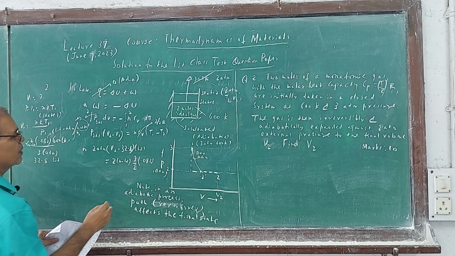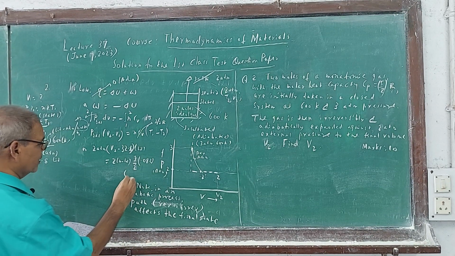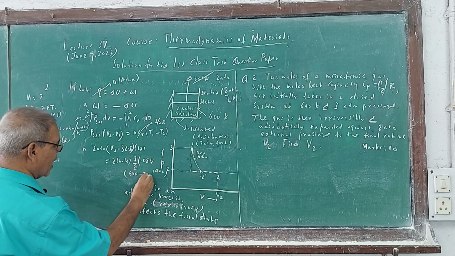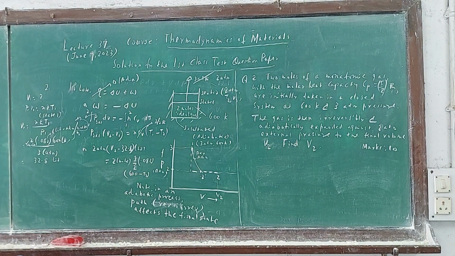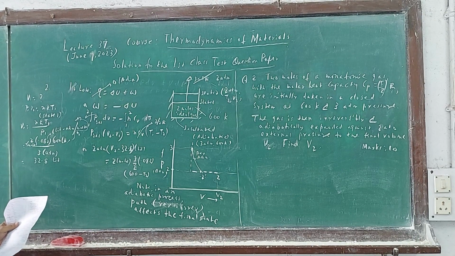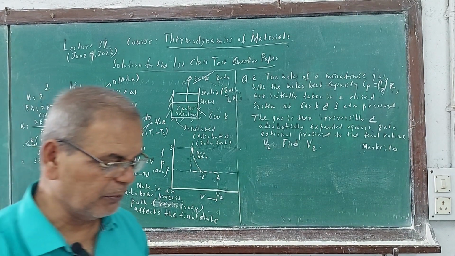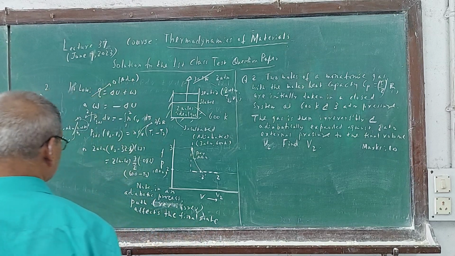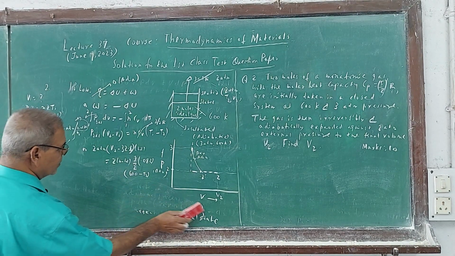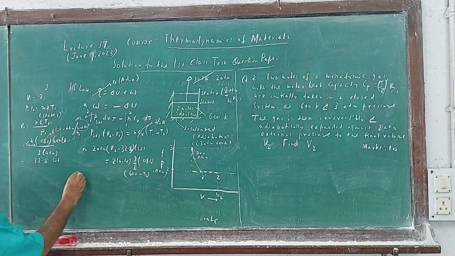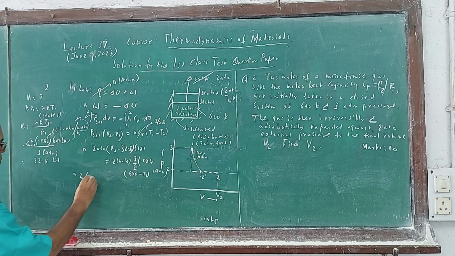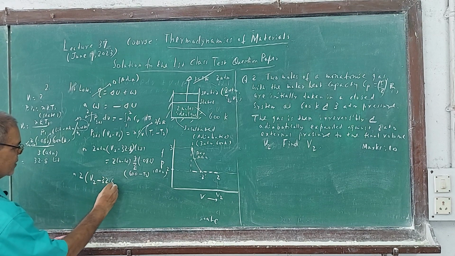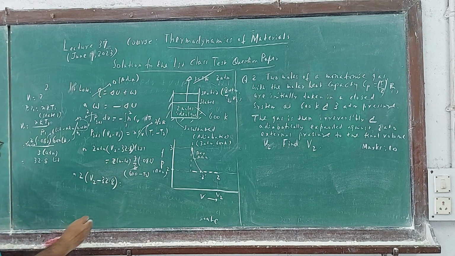You can do T1 minus T2: T1 is 600 and T2 is the unknown. V2 is also unknown. So what is the relation between V2 and T2? Continuing, 2 times V2 minus 32.8, and these 2 cancel, equals 3 times 0.082 times 600 minus T2.